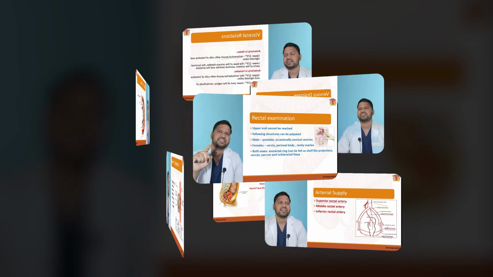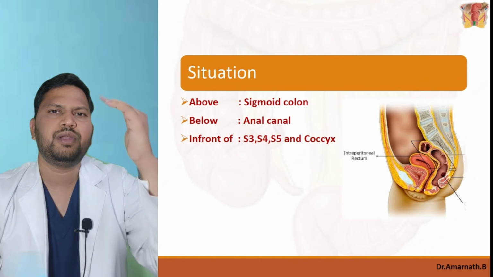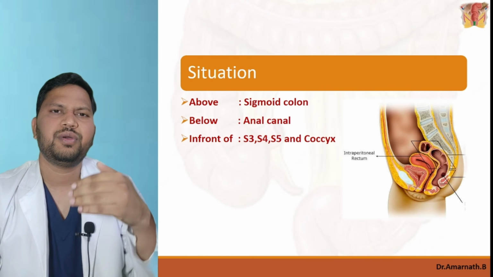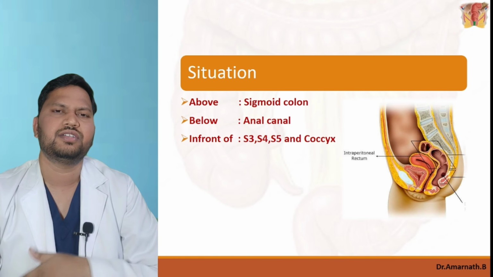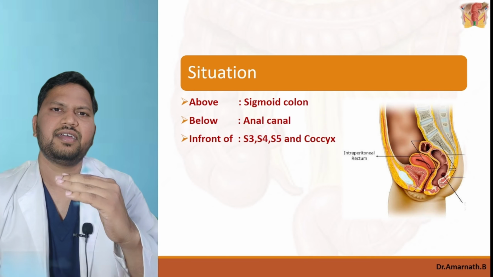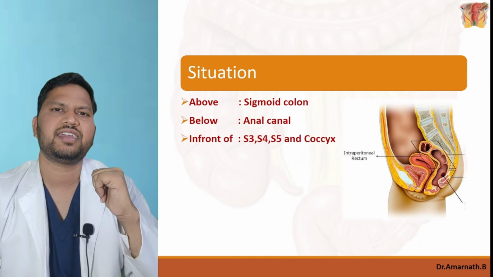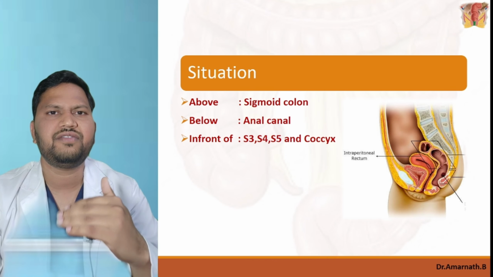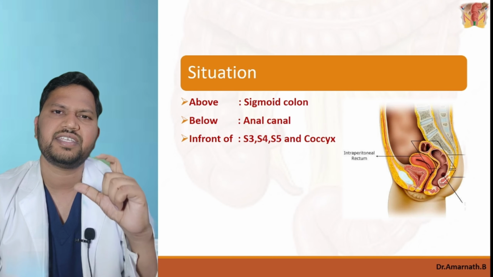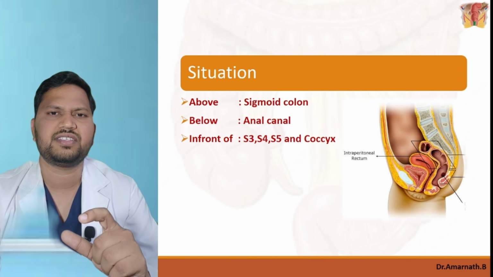Coming to the situation of the rectum, it is situated below the sigmoid colon, that is, it is the continuation of the sigmoid colon, and below it continues as the anal canal. So above is the sigmoid colon, below is the anal canal, and posteriorly it is situated in front of the last three pieces of the sacral vertebra, that is S3, S4, S5, and the coccyx. Understand?